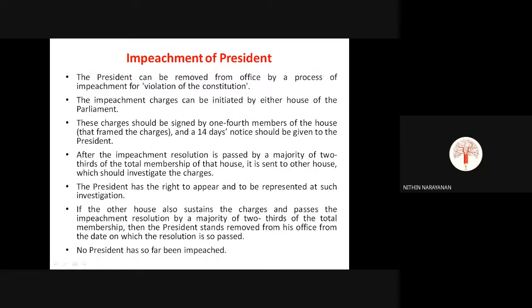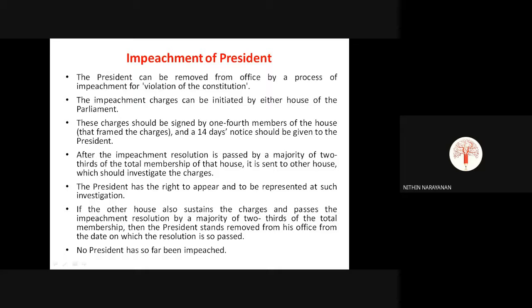The impeachment charges can be initiated by either house of the parliament. These charges should be signed by one-fourth members of the house, and a 14 days notice should be given to the president. After the impeachment resolution is passed by a majority of two-thirds of the total membership of that house, it is sent to the other house, which should investigate the charges.